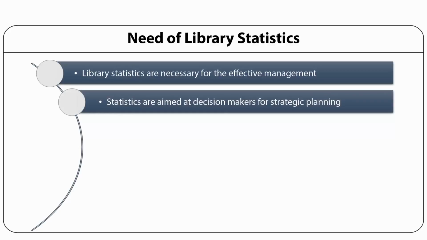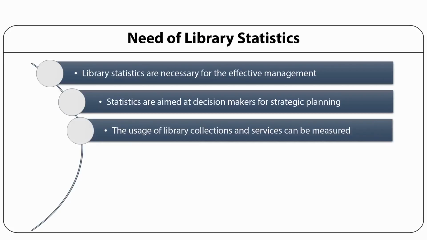Statistics are aimed at decision makers for strategic planning, because when a report of that kind is submitted before the management, say for example to the vice chancellor of a university, the vice chancellor will see how this library is performing, to what extent their budget allocation should be increased, or in which project of the library this should be supported or not. That kind of decision a library committee can take.